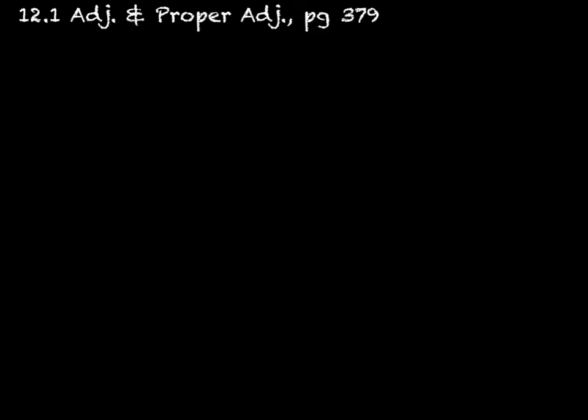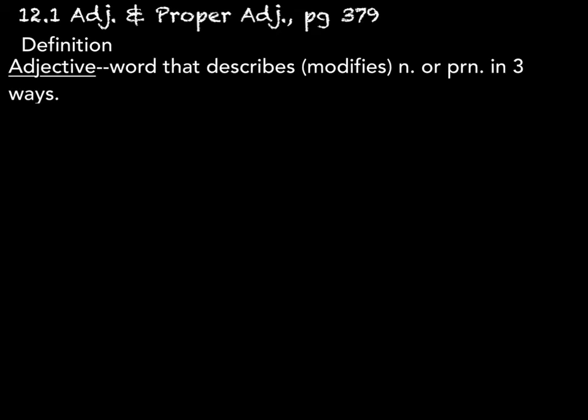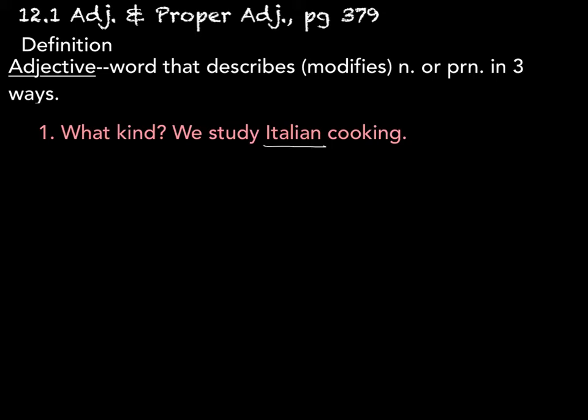Please label your notebook 12.1 Adjectives and Proper Adjectives, page 379. Definition. Adjective. An adjective is a word that describes or modifies a noun or pronoun in three ways. 1. What kind? We study Italian cooking. What kind of cooking? Italian.